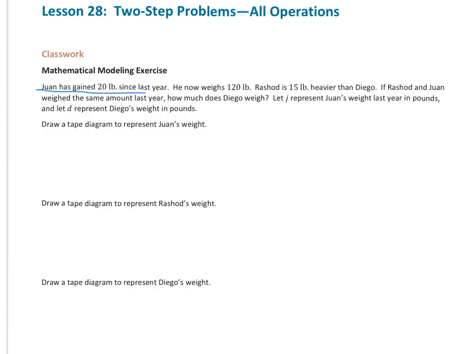Juan has gained 20 pounds since last year. He now weighs 120 pounds. Rashad is 15 pounds heavier than Diego. So we've got three guys here: Juan, Rashad, and Diego. If Rashad and Juan weighed the same amount last year, how much does Diego weigh? Let J represent Juan's weight last year in pounds, and D for Diego. Okay. Wow. There's a lot going on in this problem.